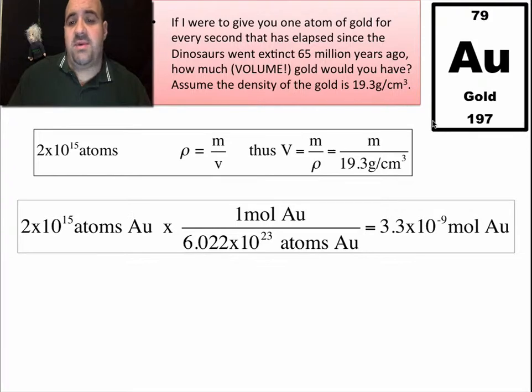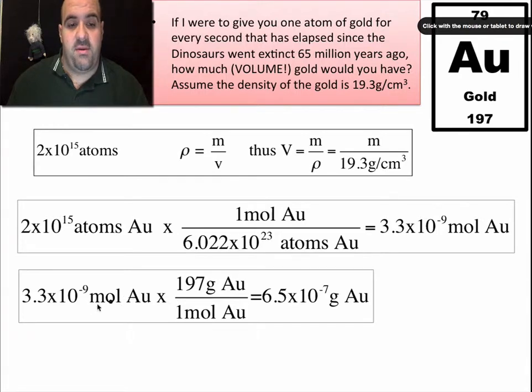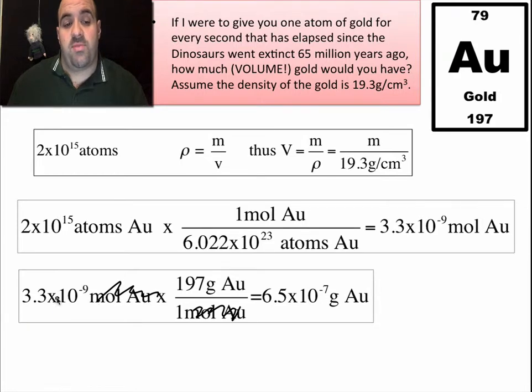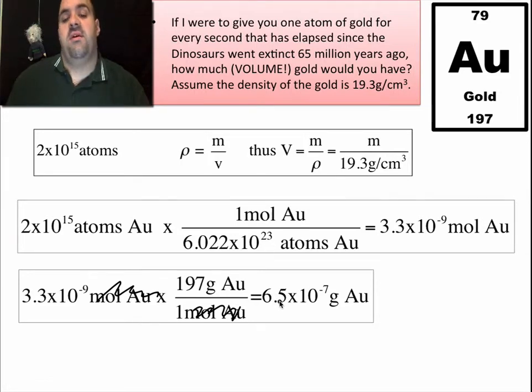And all you got to do is take the quantity we have, moles of gold, and we have 3.3 times 10 to the negative ninth moles of gold, and we got to set up another conversion factor. I have mole of Au here, I want mole of Au down here. 1 mole of gold is 197 grams. So all you have to really do, and this cancels, is multiply 3.3 times 10 to the negative ninth times 197 grams, and you end up with 6.5 times 10 to the negative 7th grams.